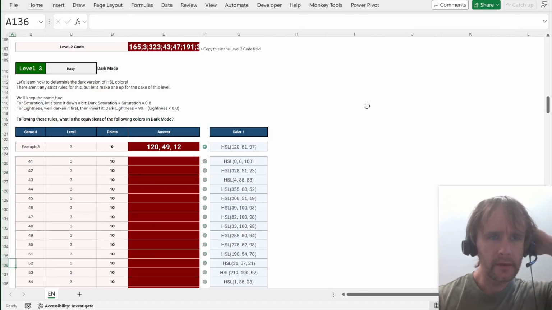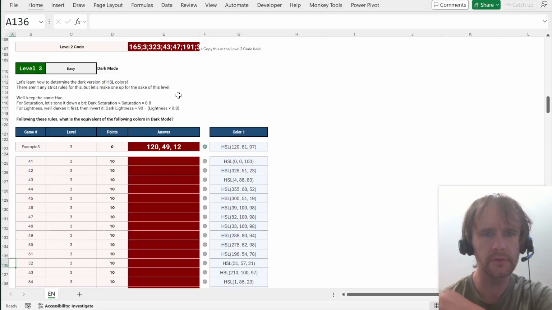Okay, let's learn how to determine the dark versions of HSL colors. There aren't any strict rules for this, but let's make one up. Keep the same hue. For saturation, let's tone it down a bit, times 0.8. For lightness, we'll darken it first, then invert it. Okay, following these rules, what is the equivalent color in dark mode?